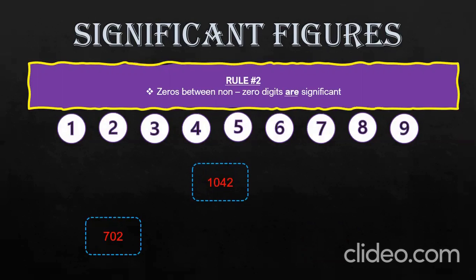They're all significant. Let's take another example, 5003. These two zeros falling between two non-zero digits, they become significant. So this number also has 4 significant figures.